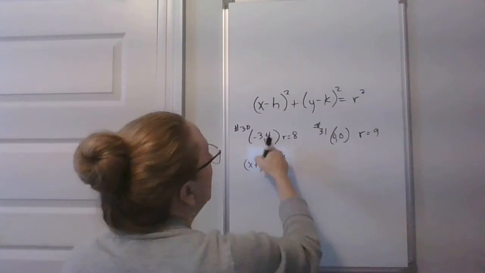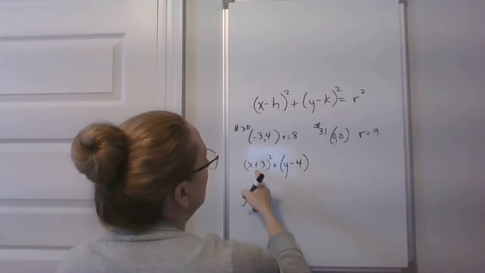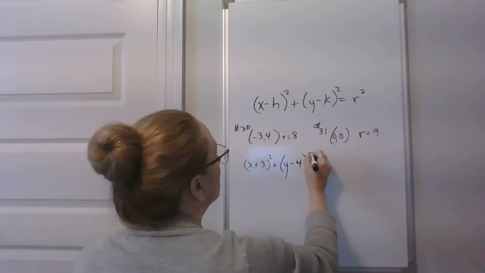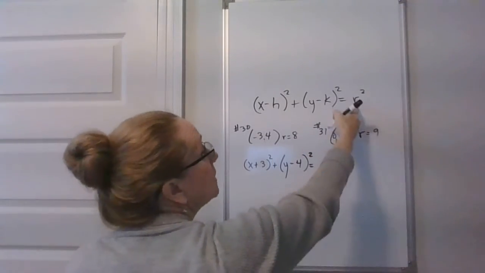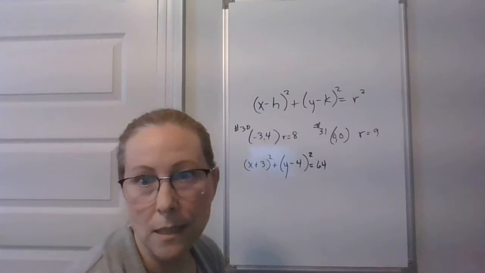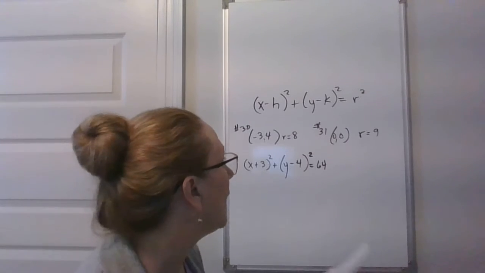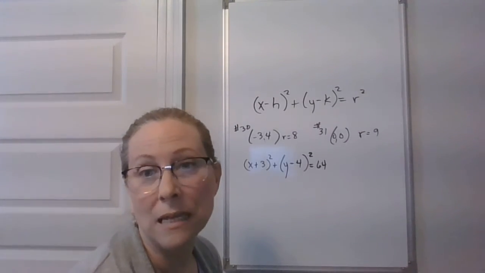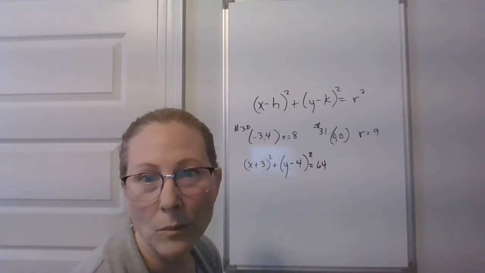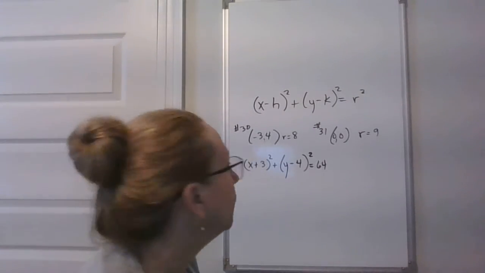And then y minus 4. So now that's positive, and this is negative. R is going to be squared. One of the biggest mistakes students make is accidentally multiplying 8 by 2 instead of 8 times 8. So watch out and make sure you don't make careless errors, because I don't want those to cost you points.